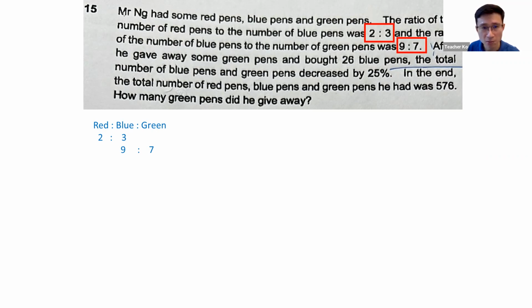So looking at the 3 and 9, the common multiple of 3 and 9 is 9. So I'm going to change it to 9. So I have a final ratio of 6 to 9 to 7.